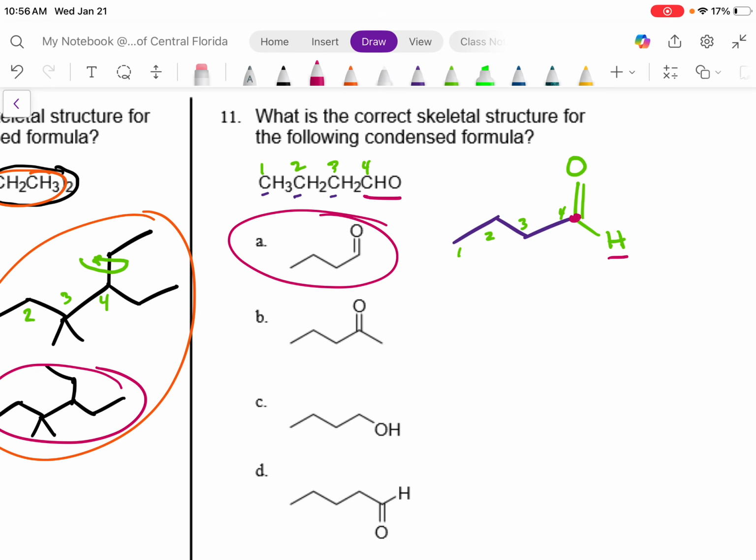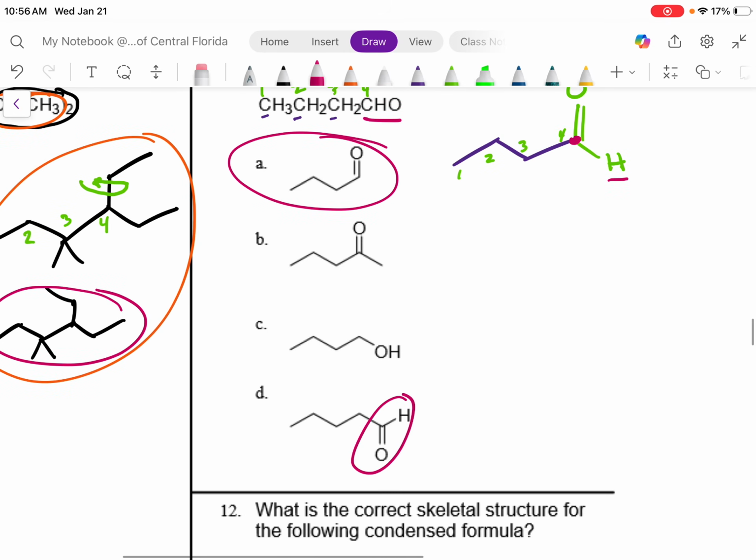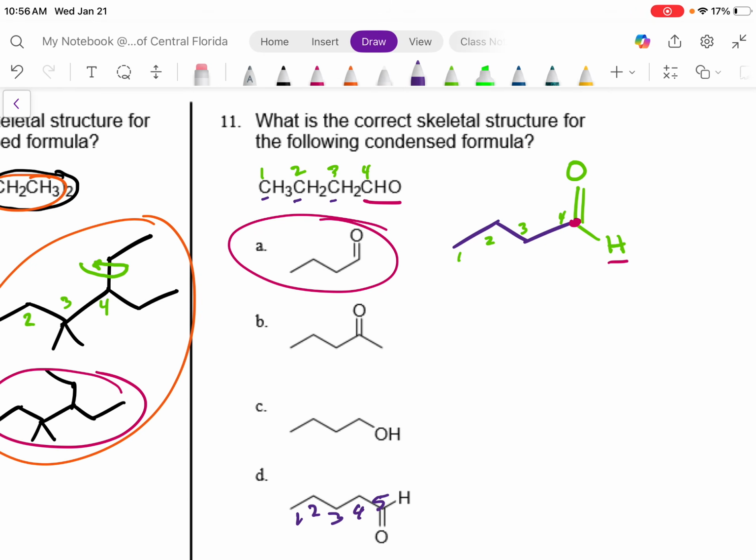Why is D wrong? Why is that one wrong? It's simply just a carbon count. There's 1, 2, 3, 4, 5. And there's only 4 carbons in this one. So that's why that one's out.